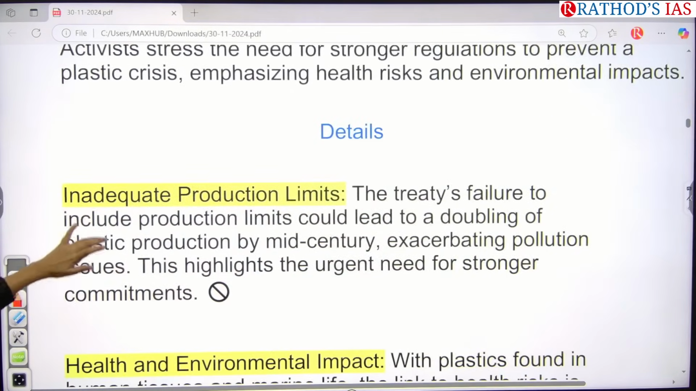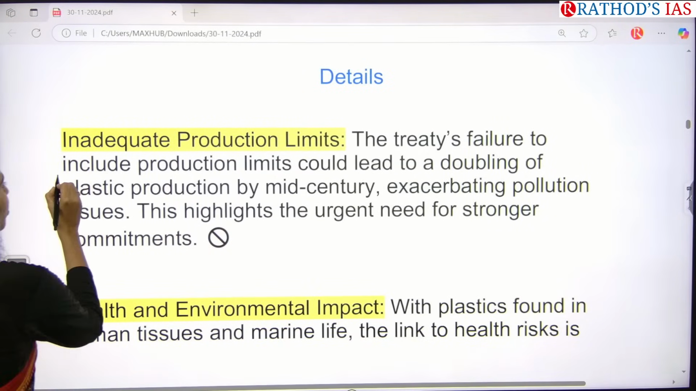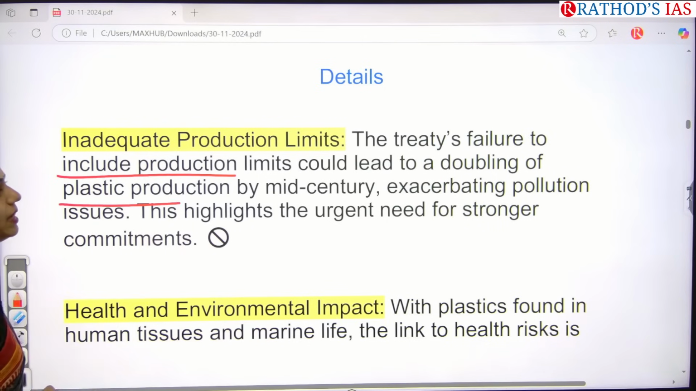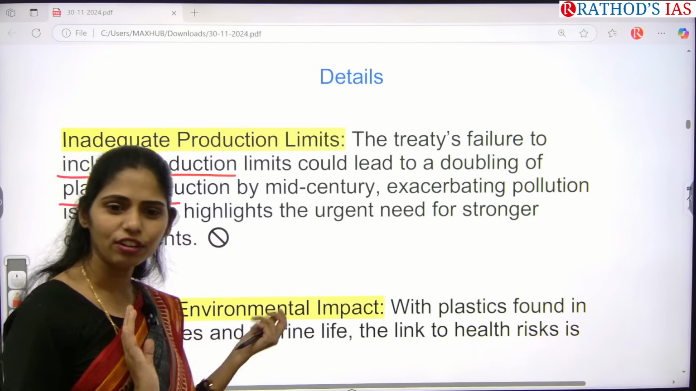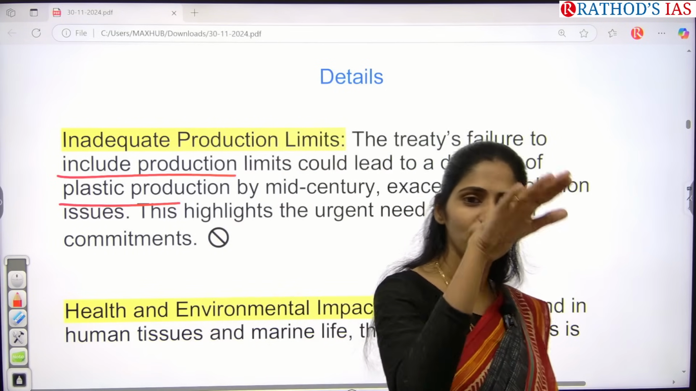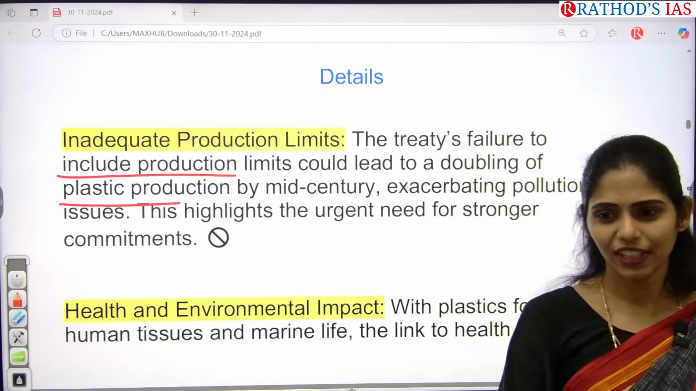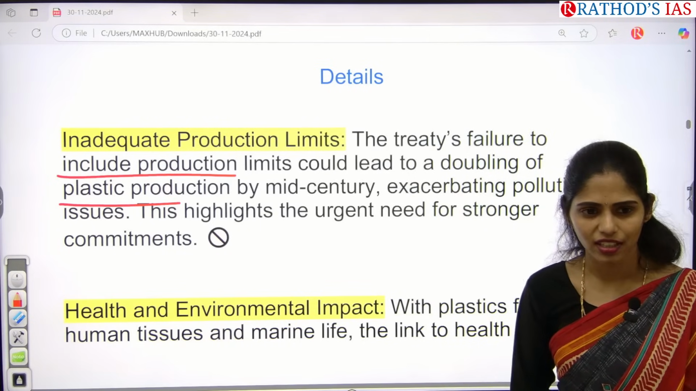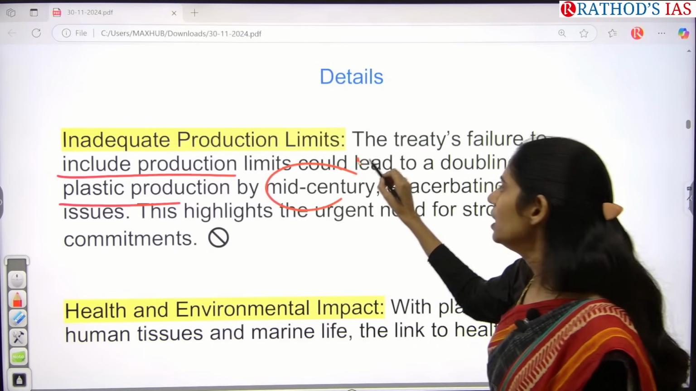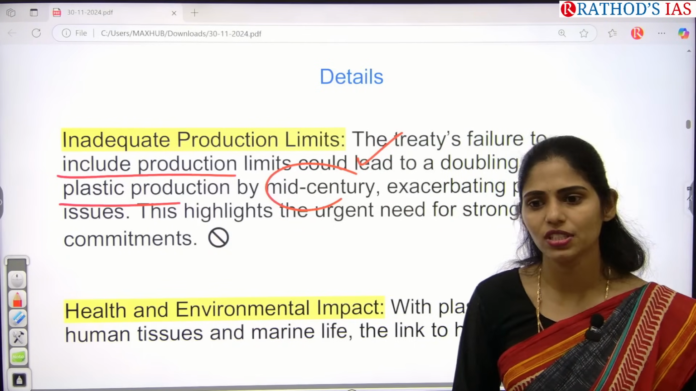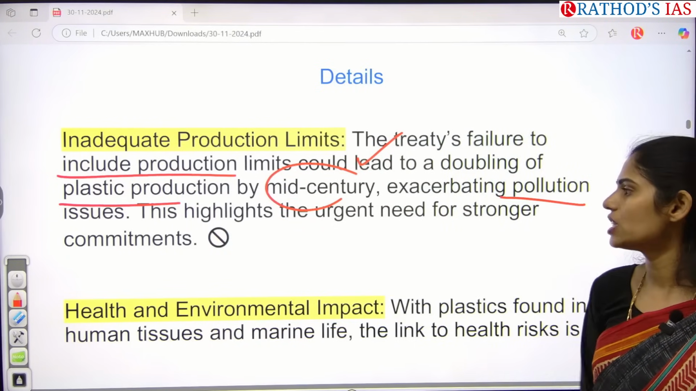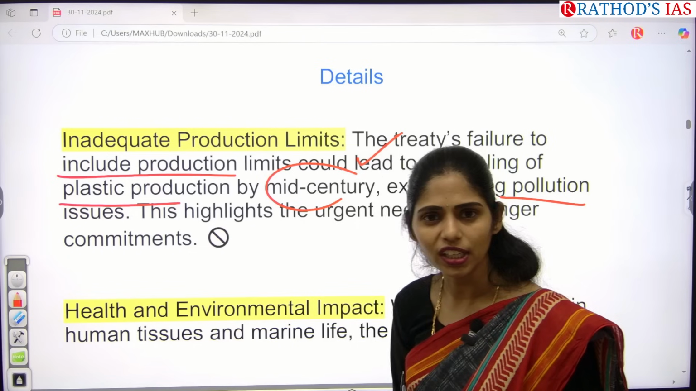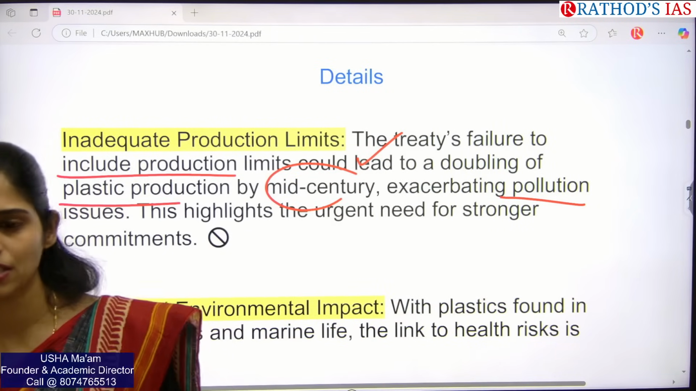Okay, now let us see here. This treaty fails to include production limits that could lead to a doubling of plastic production by mid-century. If treaties like this are not talking about decreasing production, what happens? Will the countries stop the production? No. If the countries are not stopping the production of plastic, it will lead to increased production of plastic, and that could lead to increasing pollution issues. So as soon as possible, we have to include a provision for limiting plastic production in this draft.